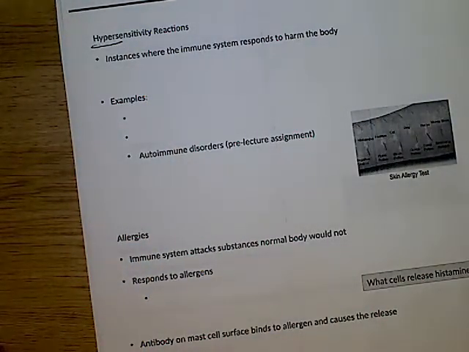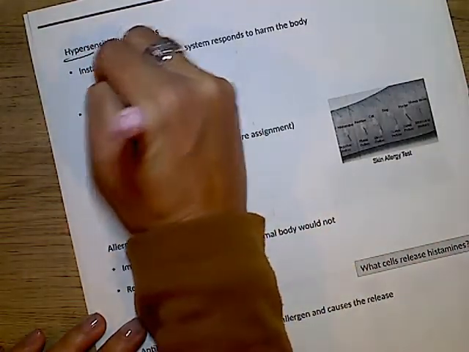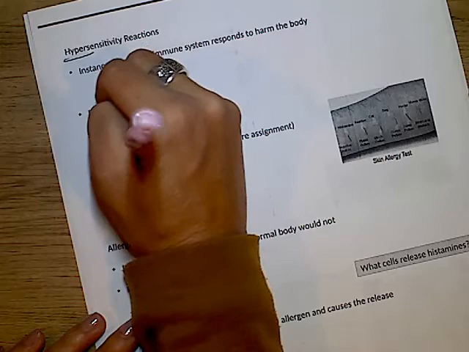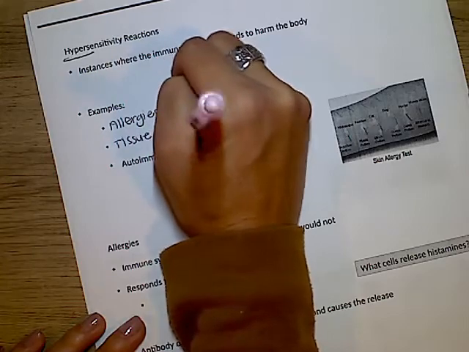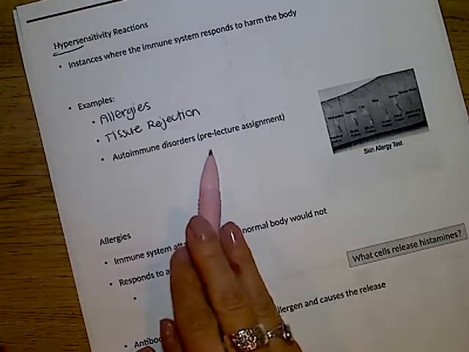All right, so on to hypersensitivity reactions. So hyper means high, so like higher than normal reactions. These are instances where the immune system responds and it actually causes harm to the body. So three examples of this are allergies, tissue rejection after some sort of transplant, and then autoimmune disorders. Again, we went over two in the pre-lecture assignment.